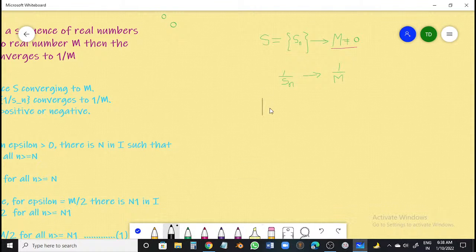So what happens if I handle 1 by Sn minus 1 by m? What actually do I need? Let us see. This is going to be inside modulus. We are dealing with the fractions. This is m times Sn, and this is m minus Sn.